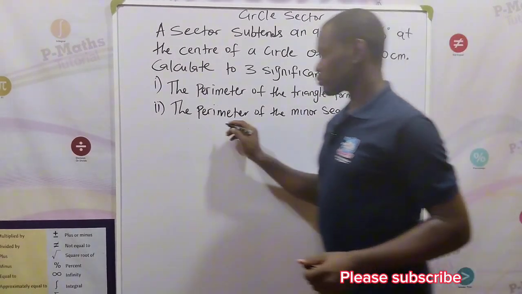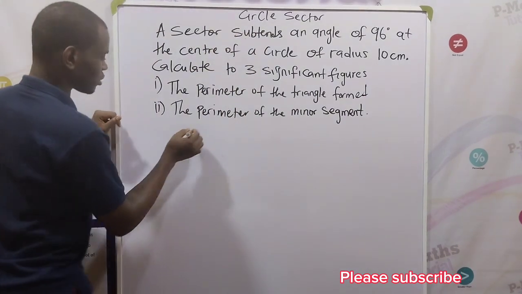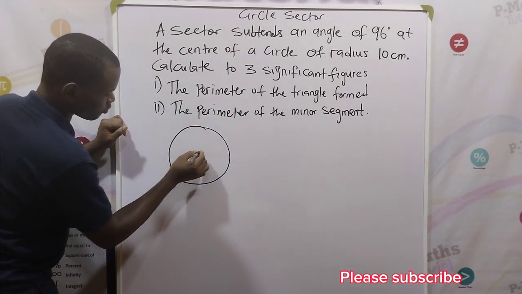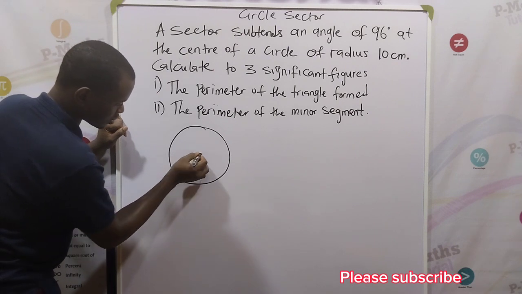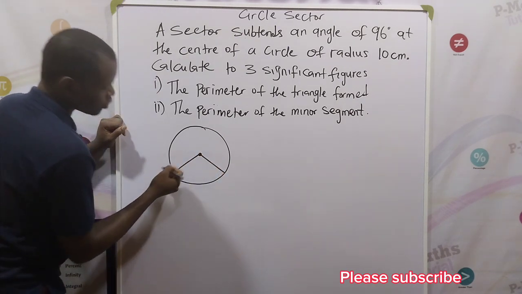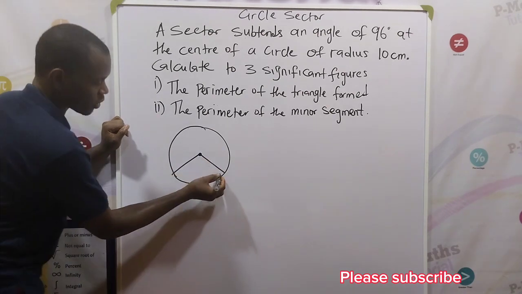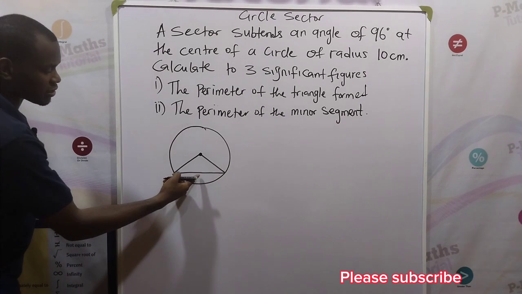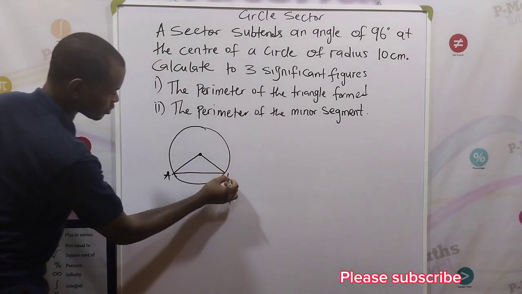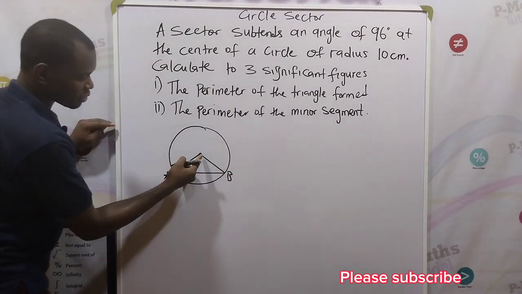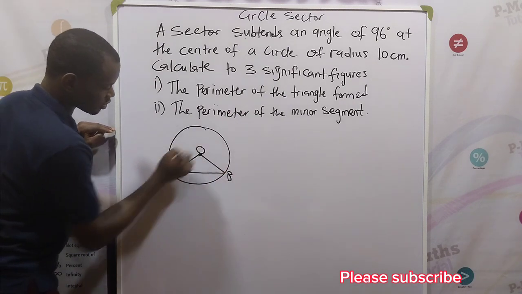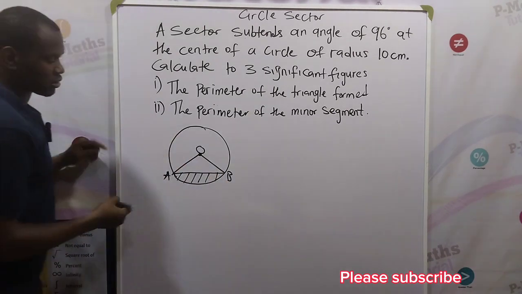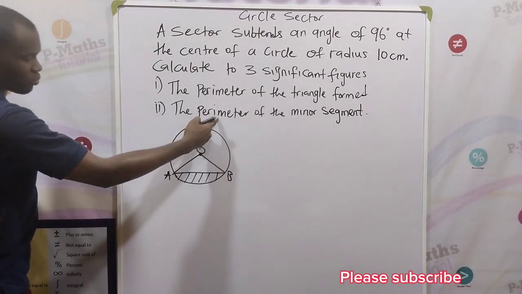So the first thing we do is to produce the circle and the sector in question. Here is a circle. When I have a radius and another radius, we have a sector. Then let me produce a triangle here by joining these two points. This is a chord. We label it A, B. So we are looking for the perimeter of this triangle. This is the center. And then this minor segment, the shaded portion, is the second one.